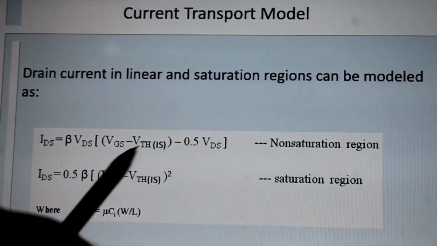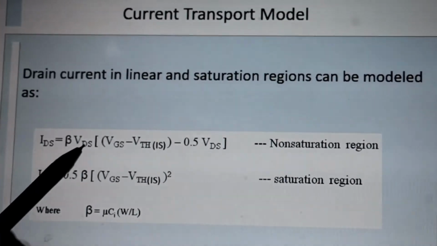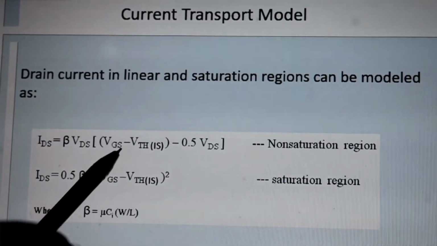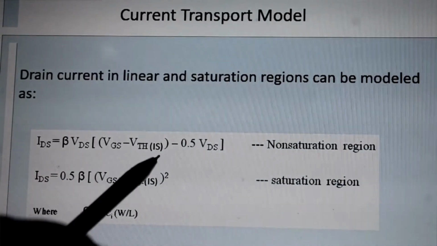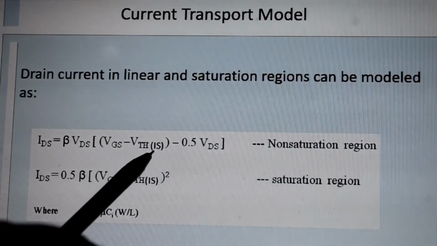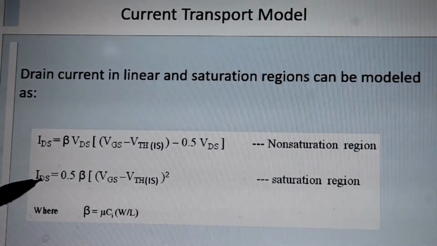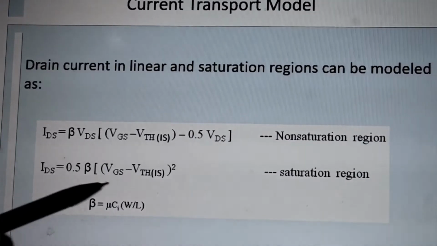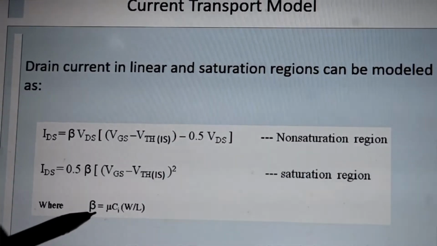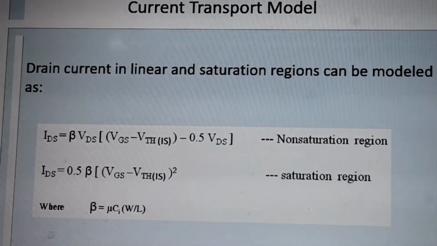IDS equal to this. VDS is the drain to source voltage. VGS is the gate to source voltage. This is the threshold voltage of ISFET. And in the saturation region, it will be given by this. Here also, beta is a design constant, which is constant.